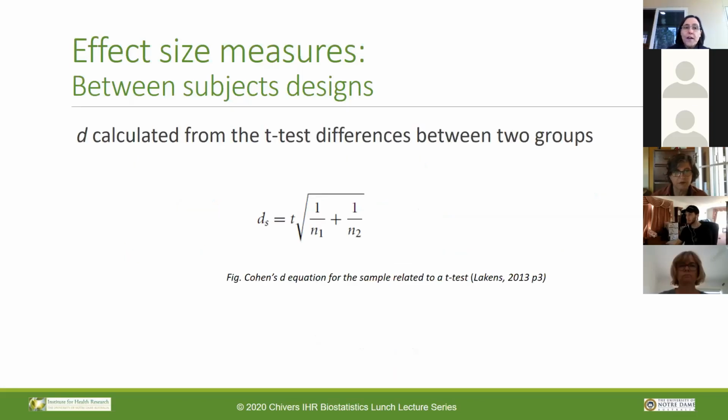You can also calculate Cohen's D using a t-test statistic. So if you calculate a t-test, which is basically using your means and standard deviations and sample size, you'll get a t-statistic and a p-value. You can actually use that t-statistic in the formula and calculate a Cohen's D as well. And that's represented by the formula on your screen at the moment.